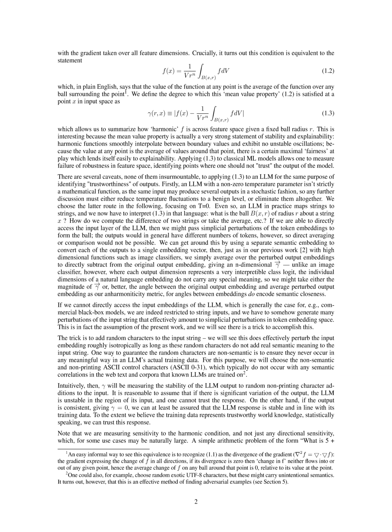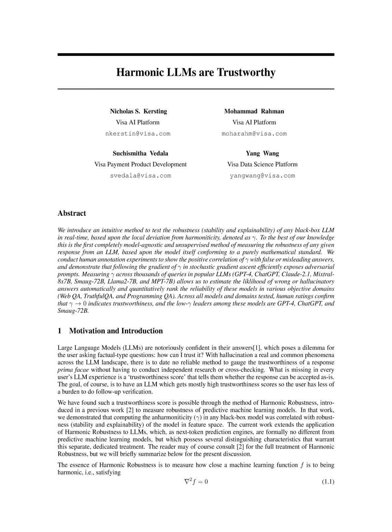This allows for the identification of points where the model's output may not be trustworthy, aiding in flagging potential false or misleading answers. Additionally, the method provides a way to gauge the reliability of LLMs across different objective domains, such as Web QA, Truthful QA, and Programming QA, enabling users to make more informed decisions about accepting LLM responses without the need for extensive manual verification.